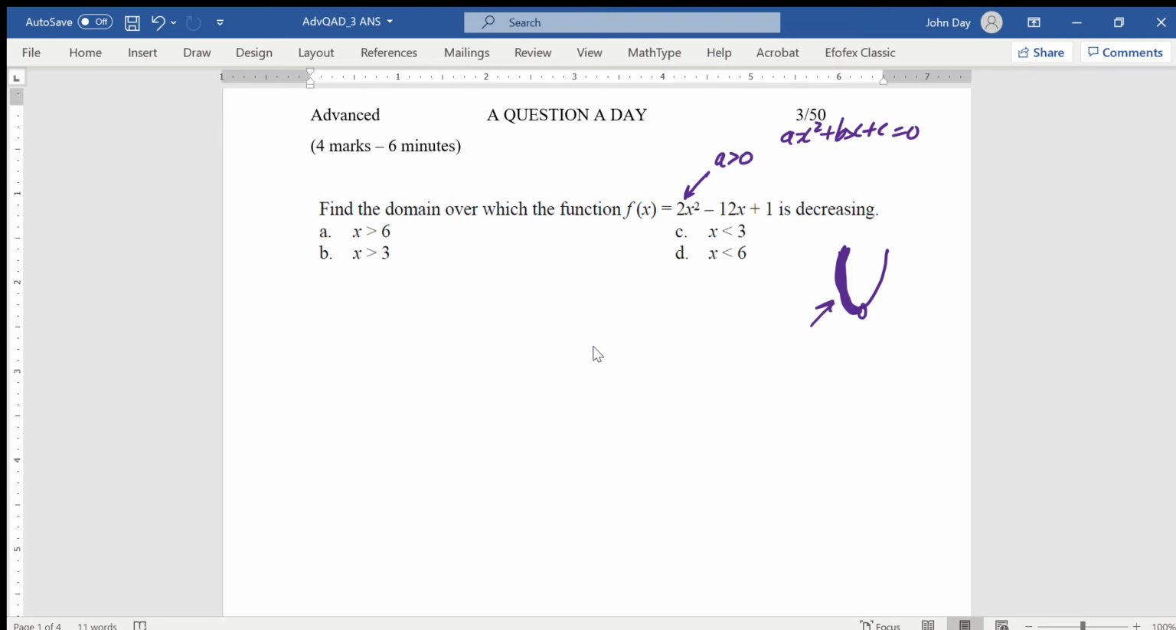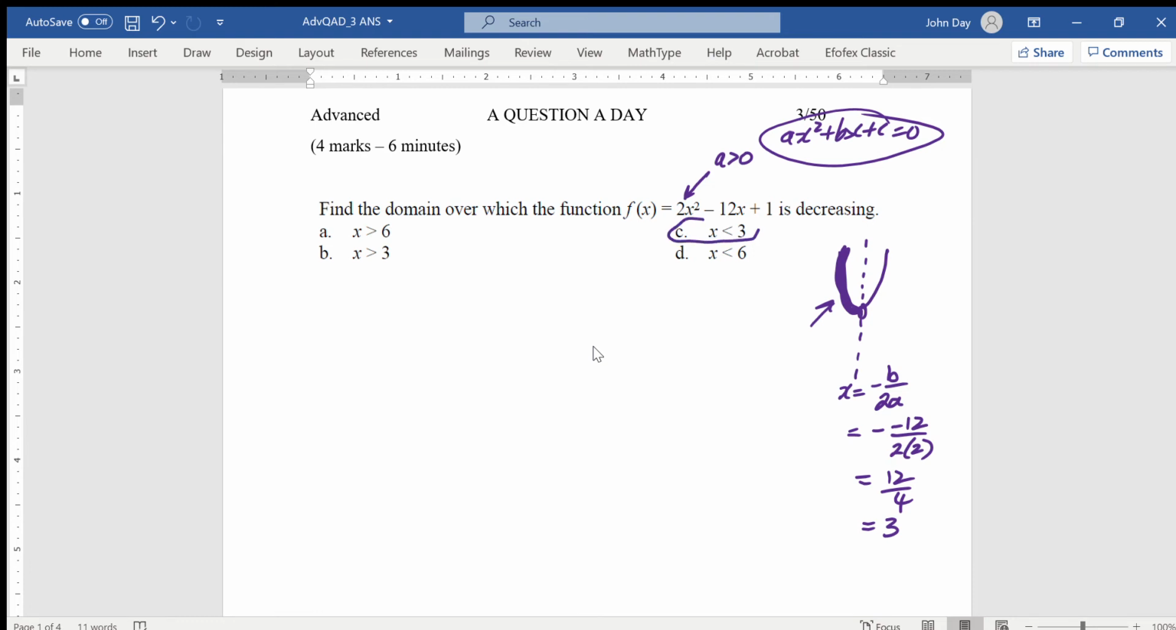So all I've got to do is find the axis of symmetry of that parabola, and to the left of it is the part where the parabola is decreasing, going down as you move from left to right across the number plane. I can do that by finding the axis of symmetry, which we know is x equals minus b on 2a. So that's minus of minus 12 on 2 times 2, so that's 12 on 4, which is 3. So anything to the left of 3 is decreasing. So x is less than 3.